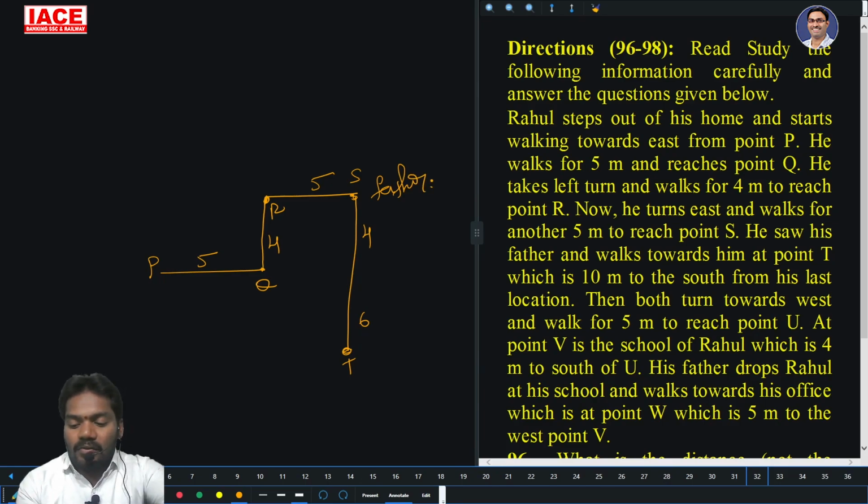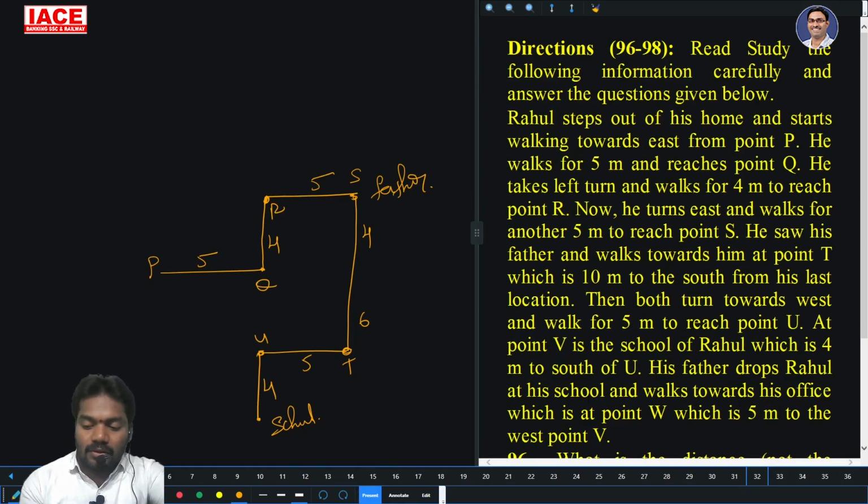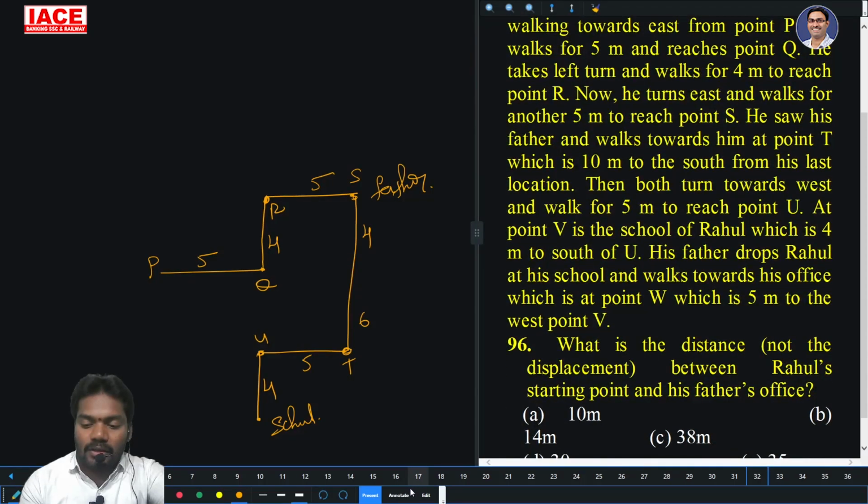Then both turn towards west and walk 5 meters, reach point U. At point V is the school of Rahul, which is 4 meters south of U. His father drops Rahul at school and walks towards his office, which is the point W, 5 meters west of V. So this is V, and 5 meters west of V is W. This is home, this is father, this is school, this is office.